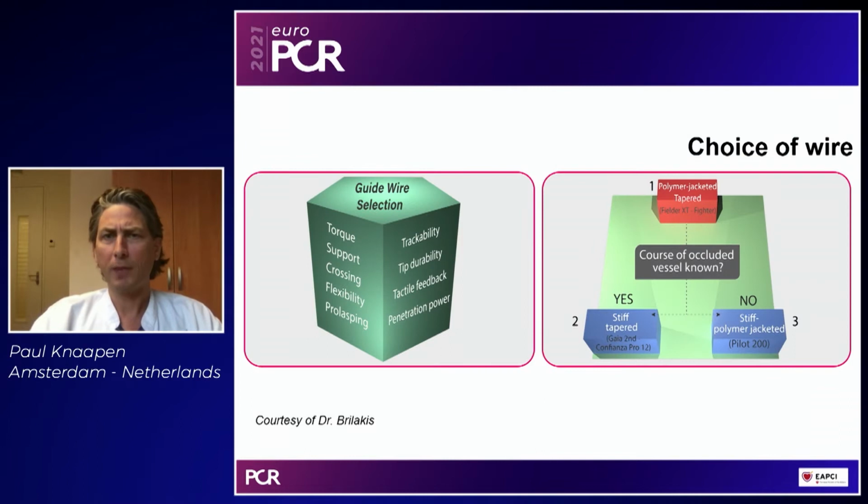So, which wire to choose? This is a very simplified scheme by Dr. Brilakis. You basically start a procedure with a soft polymer jacketed wire, like a Fielder XTA or a Fielder XTR. If that fails and you know the course of the artery, either by angio or by CT, for example, you go to stiff penetrative wires like the Gaia family or Confianza Pro 12. But if you don't know the course of the artery, you don't want to perforate, you'll take a stiff polymer jacketed wire. This is traditionally the Pilot 200, but now more and more in my practice, it's the Gladius wire.